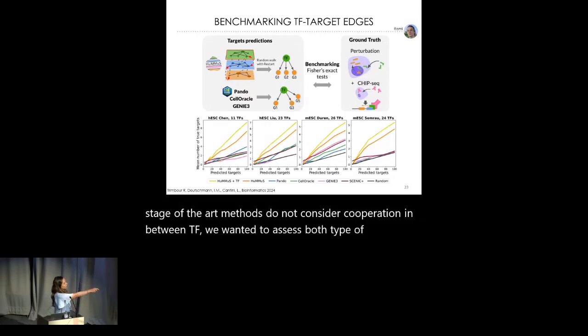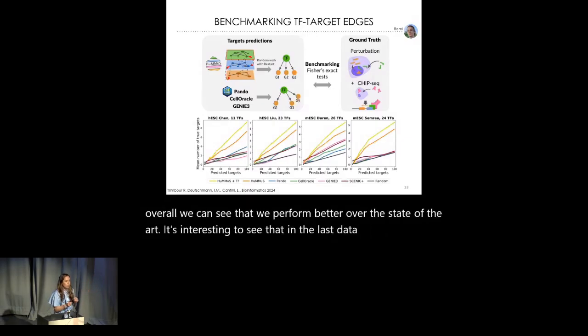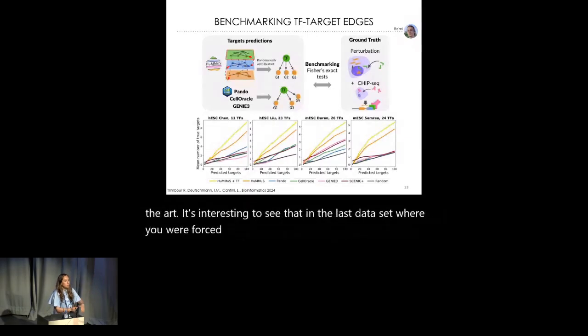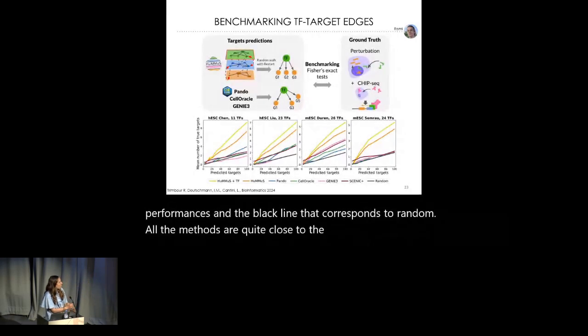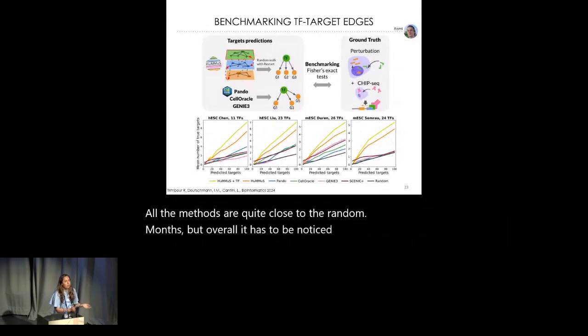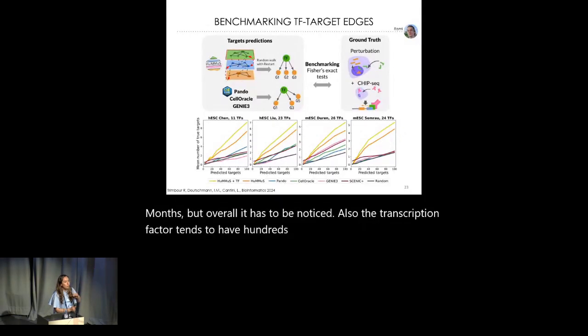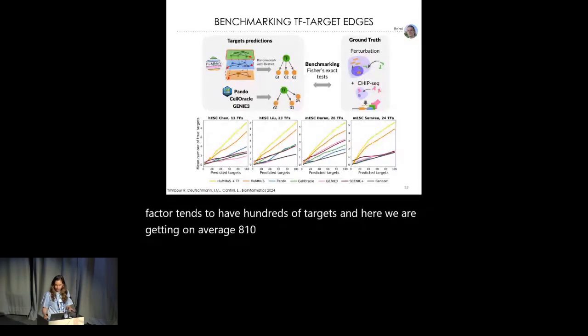It's interesting to see that in the last data set, where you were forced to pair the data, the other methods drop in performance. And the black line that corresponds to random, all the methods are quite close to the random performance. But overall, it has to be noticed also that transcription factors tend to have hundreds of targets. And here we are getting on average 8, 10 true targets, indicating that there is still a lot of space for improvement.